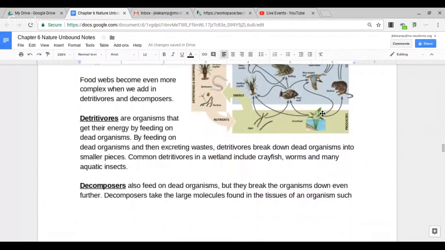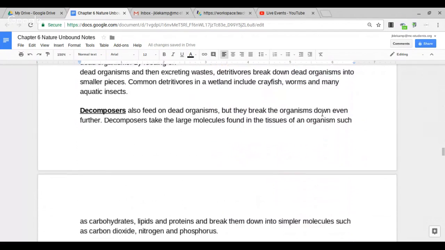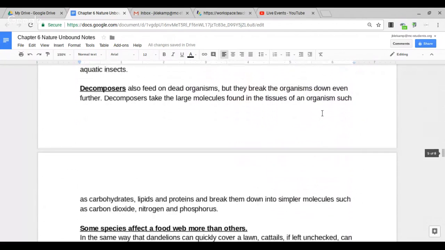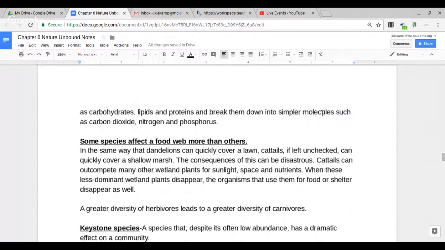And we also add detritivores and decomposers. Detritivores and decomposers are both organisms that feed on dead or decaying organisms. The big difference is that detritivores are going to just feed on them and break down dead organisms into smaller pieces, whereas decomposers will take the larger molecules found in the tissue of organisms and break them down into smaller molecules yet.